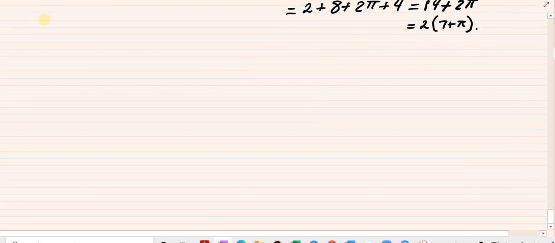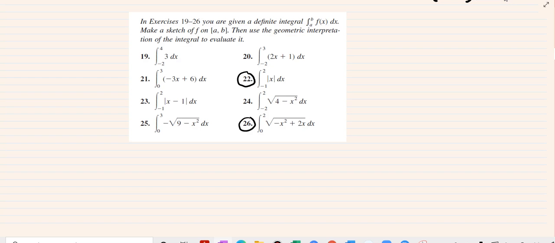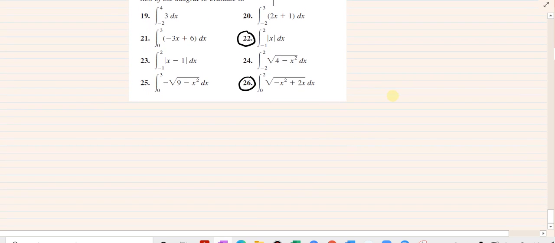Okay, let me grab more and bring it over. Okay, now we're looking at exercises in numbers 19 to 26. You're given a definite integral from a to b of some function. Make a sketch of f on the closed interval from a to b, then use the geometric interpretation. Remember, at this point, this is really all we have. So if the geometry of these is such that it doesn't define a region that we recognize as, again, a rectangle, triangle, circle, trapezoid, and pretty much those, we wouldn't be able to do this.